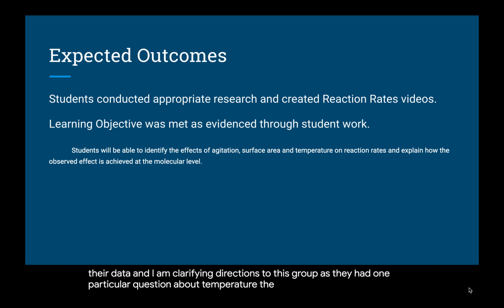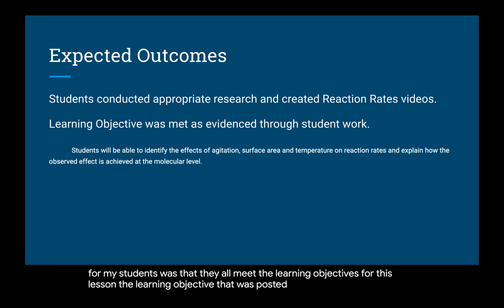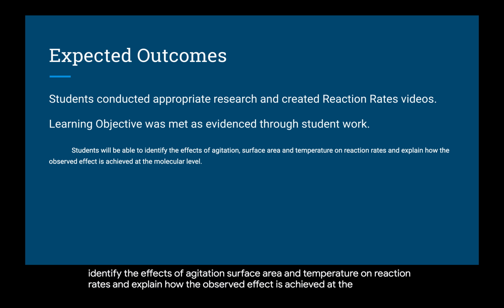The expected outcomes that I had for my students was that they all meet the learning objective for this lesson. The learning objective that was posted was students will be able to identify the effects of agitation, surface area, and temperature on reaction rates, and explain how the observed effect is achieved at the molecular level.